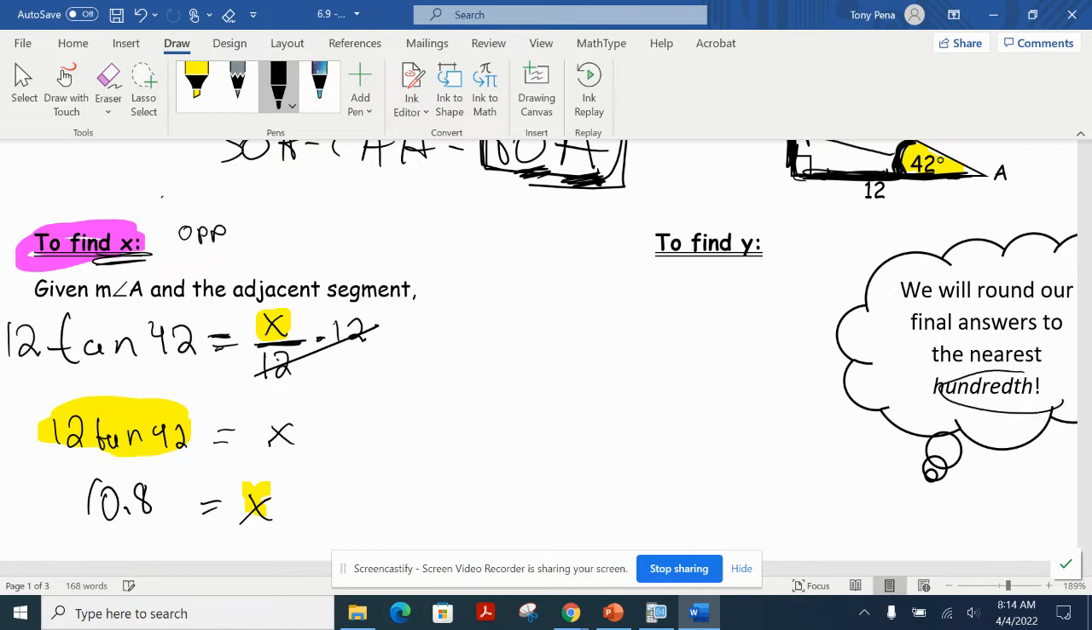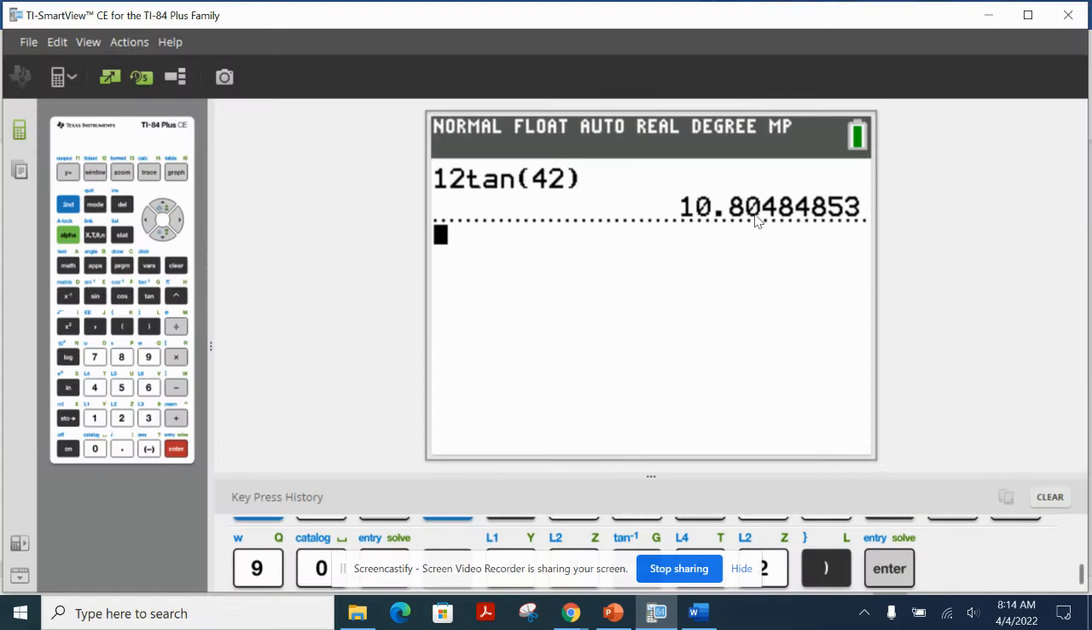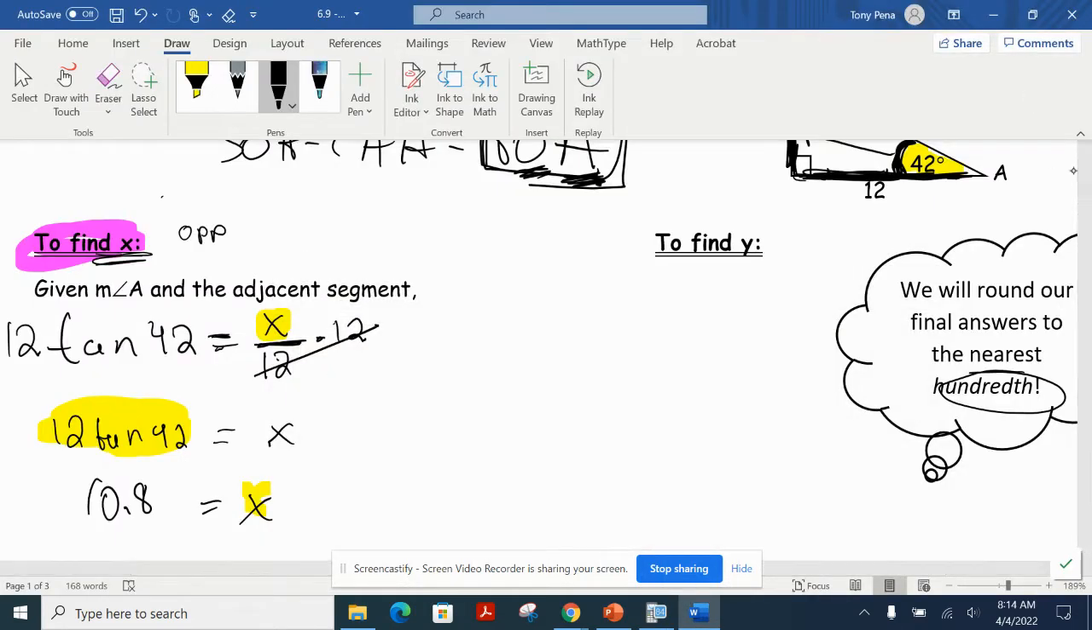So we come down here, and we now know that x is 10.8. I asked you to go to the nearest hundredth. That's the second decimal place. Your second decimal was a zero. The number after it was only a four, so that wouldn't change. You're just going to leave that as 10.80. All right, this is the length of x.